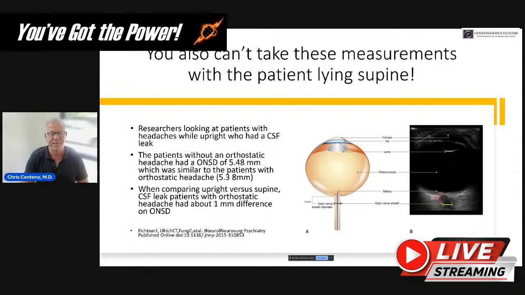So that doesn't help us. But that was measured when they were lying supine. And if we then went from supine to standing, we did see a difference between these two groups. And that was about a 1 millimeter difference. So this is interesting. It maybe shows that in someone where you suspect a CSF leak, you could take this measurement with them lying supine and standing and try to get a sense of whether or not there's a difference there that goes below the published values within this study.